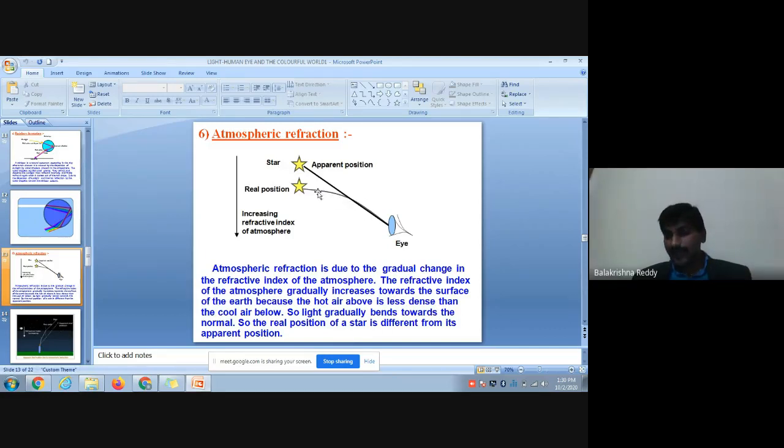It's bending and coming like this. So if you draw a normal, you'll get to know how much it has bent here. So in the bending direction, if you extend the dotted lines like this, here one image of the star will appear, or the position of the star appears. The actual position of the star, the real position, is here. This appearing is because of the bending of the light.